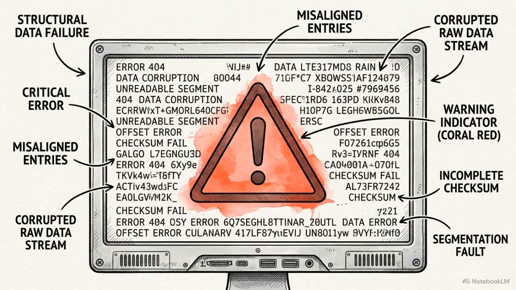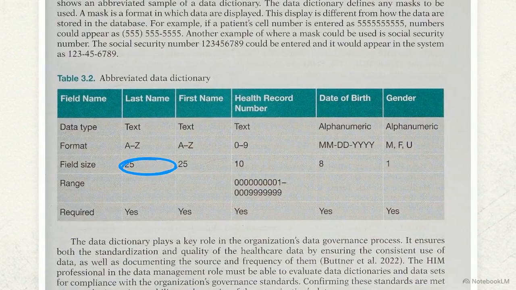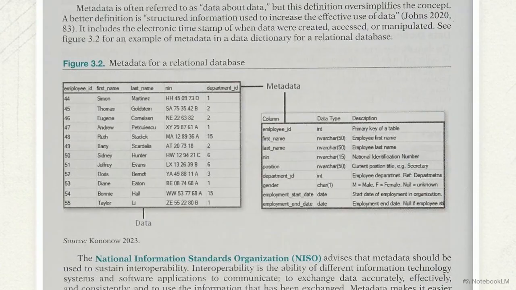If a human types a date or an abbreviation inconsistently, the entire search function fails. Organizations use a data dictionary as a strict rulebook. The date of birth format rigidly requires a 2-digit month, 2-digit day, and 4-digit year. It limits every keystroke. A last name is restricted to exactly 25 alphabetic characters and nothing else. The information inside this dictionary is a form of metadata.